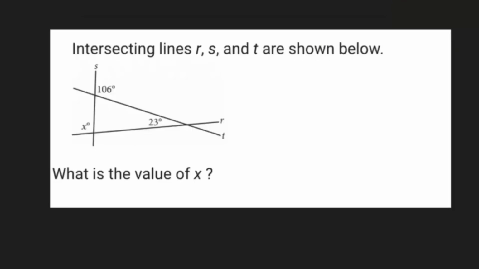Intersecting lines R, S, and T are shown below. What is the value of x? Well, they give us two angle measures, right? We have this 106 degrees out here and 23 degrees out here.